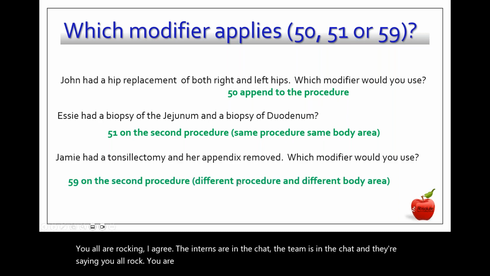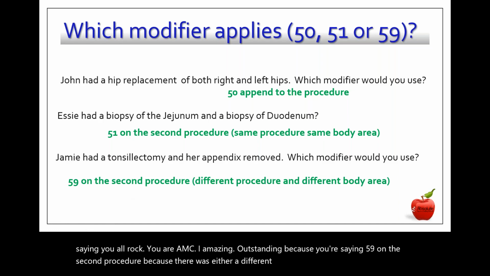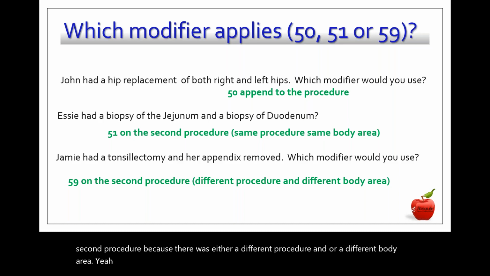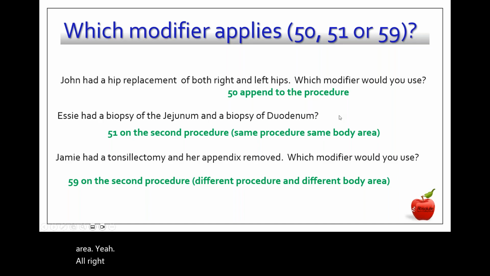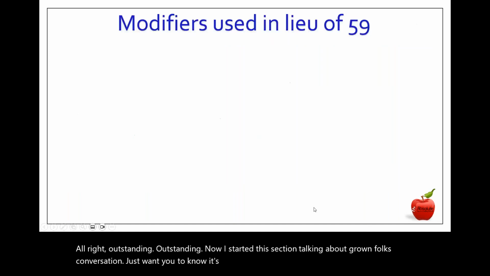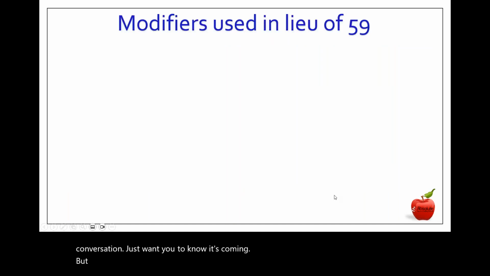You are amazing, outstanding, because you're saying 59 on the second procedure because there was either a different procedure and/or a different body area. Outstanding. Now, I started this section talking about grown folks conversation. Just want you to know it's coming. But first, let's talk about this modifier 59.